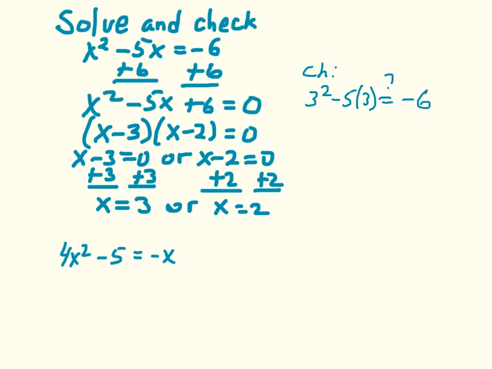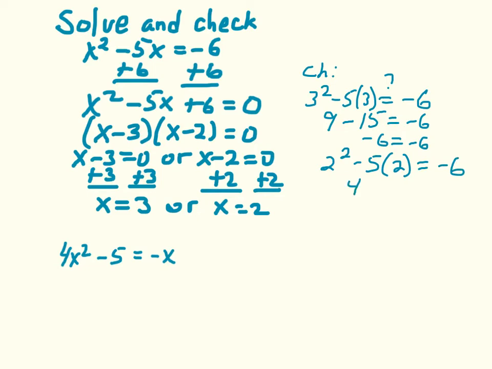Negative 6, so that's going to be 9 minus 15, and that does indeed equal negative 6. So 3 is confirmed. I'll try 2. I go 2 squared minus 5 times 2. Does that equal negative 6? And that's 4 minus 10 equals negative 6. Negative 6 equals negative 6. And so that confirms both solutions. I'll circle those.